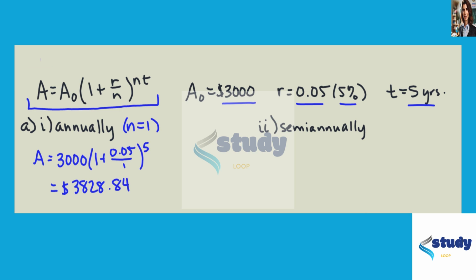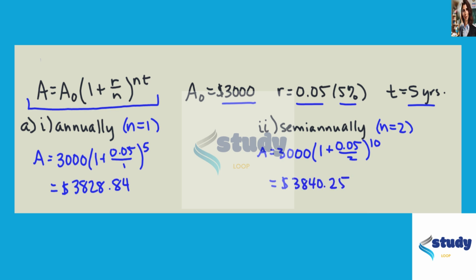Now we move on to the second part of part A, and we're going to calculate it for semi-annually, which would be 2 times a year, so n equals 2. So A equals 3,000 times 1 plus 0.05 over 2 raised to the 2 times 5, which would be 10 compoundings in the 5-year period. And we put that in a calculator, and rounding to the nearest penny, we get $3,840.25.